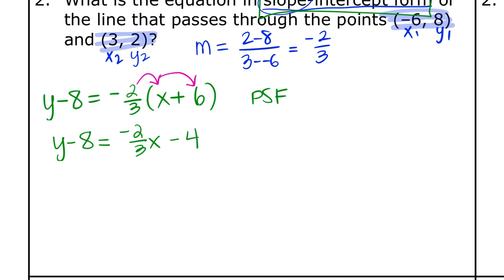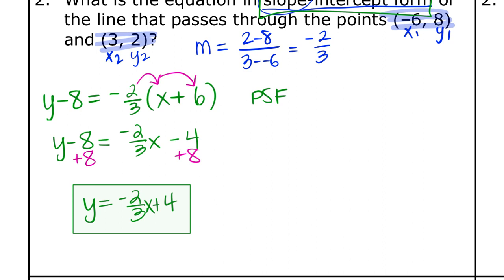One more thing to take care of is y needs to be by itself. So this minus 8, we're going to do the opposite, and we are going to add. So add 8 to both sides. And now I have y equals negative 2 over 3, and that becomes a positive 4. So negative 2 over 3x plus 4. And that is slope-intercept form.